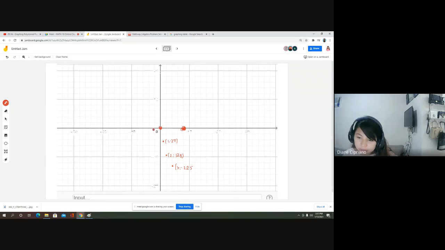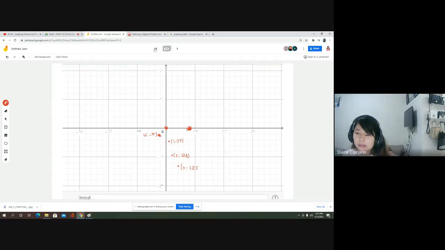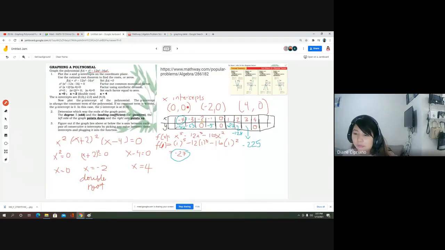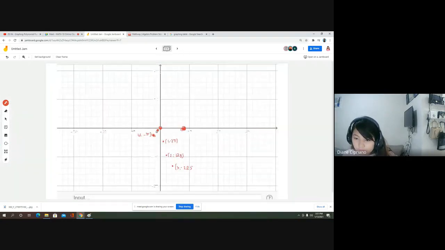Negative 1 and negative 5, assuming that this is the negative 5. So we have negative 1 and negative 5. Next, we have negative 2 and 0. So here.